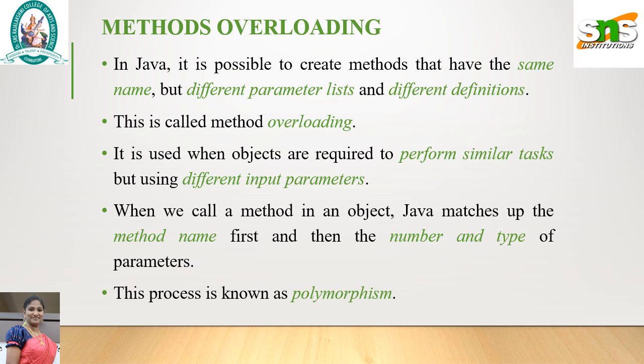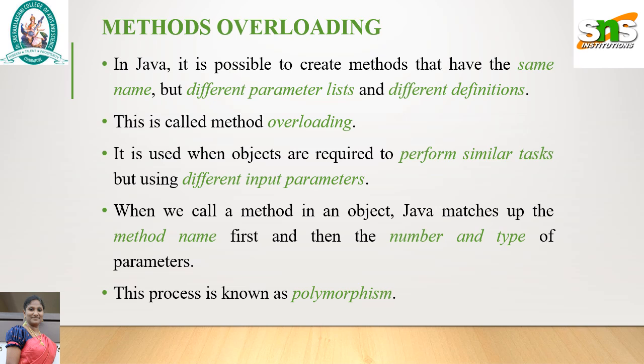For example, when you are adding two numbers, the arithmetic operator plus is used. When you're adding three numbers also, the same plus operator is used, but it takes three operands. Only that way it will differ. That is, the number of parameters differs. So in those places we are using the concept of method overloading.